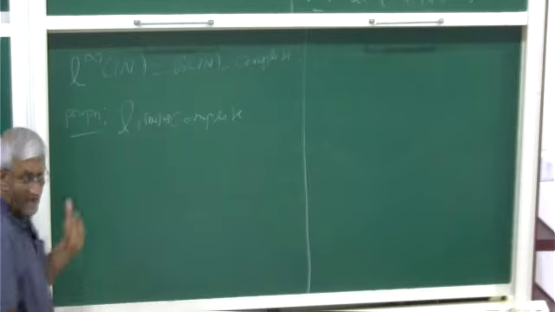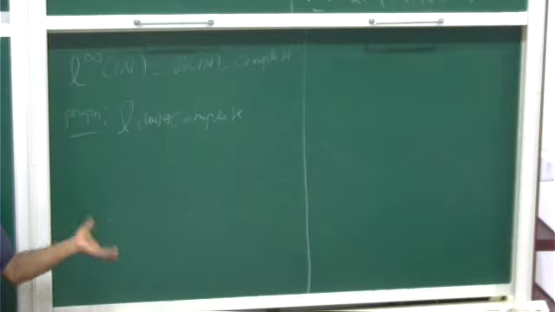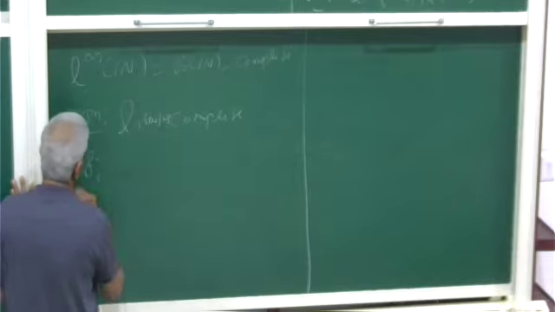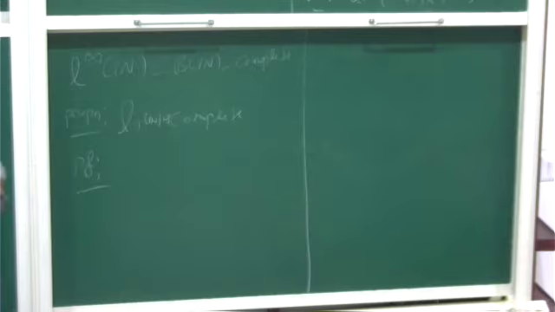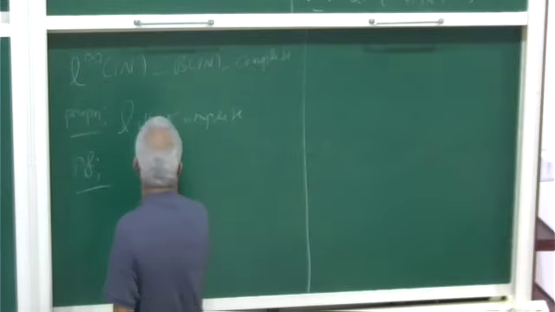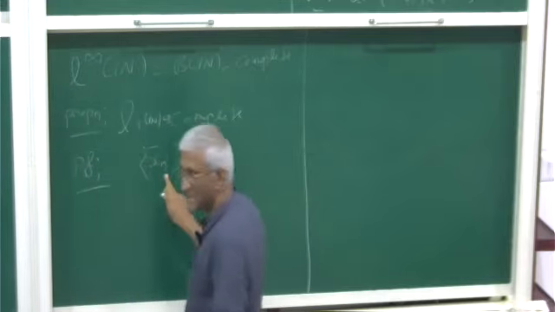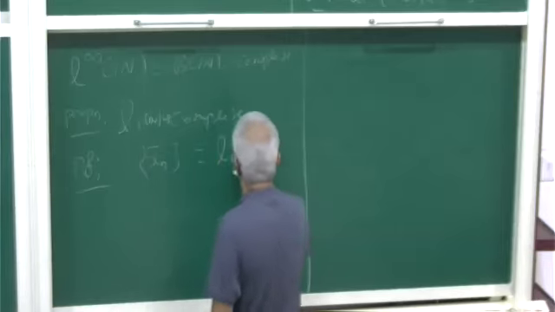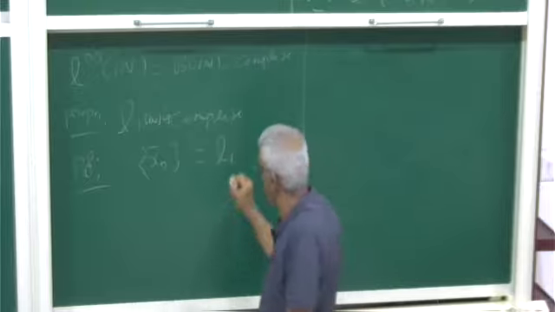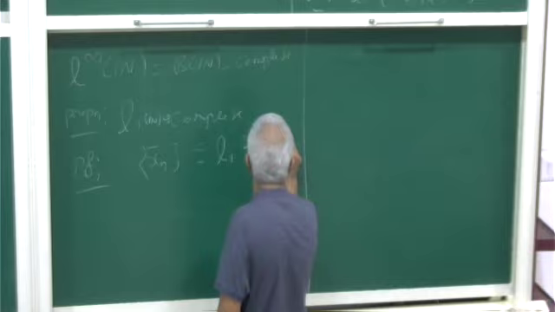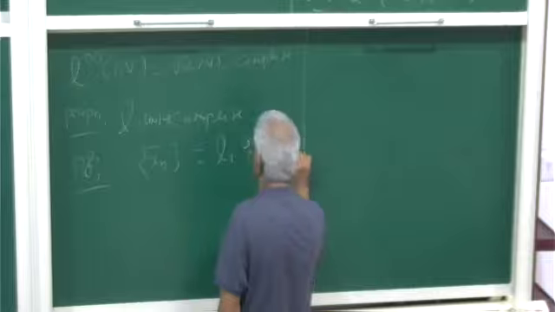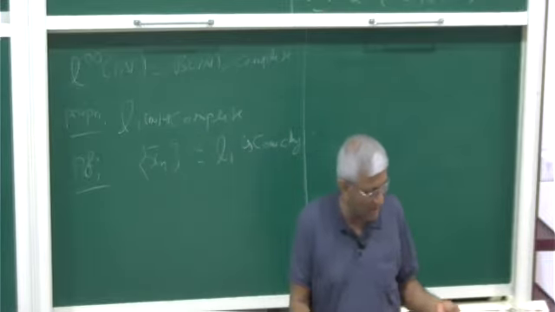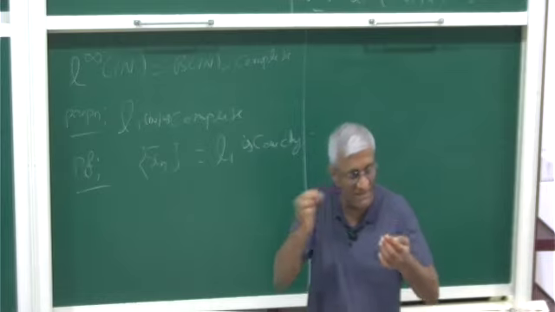I leave it as an exercise for L2. The proof is the same. L2 is complete. So L1 is complete. What does it mean? Each xn bar is a sequence in L1. To prove it is complete, we have to prove that every Cauchy sequence in L1 converges. In L1, each element is a sequence. A Cauchy sequence is a sequence of sequences.